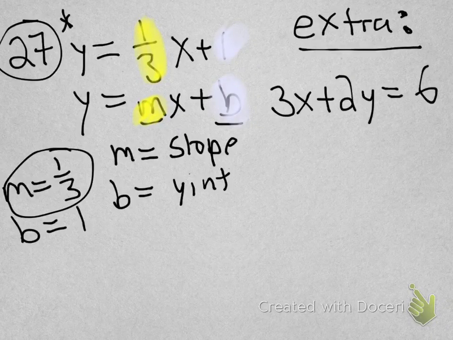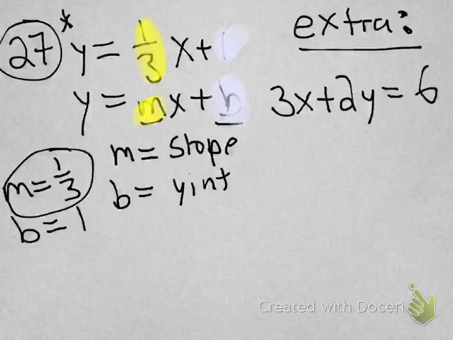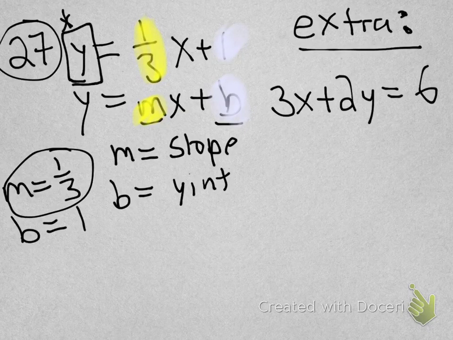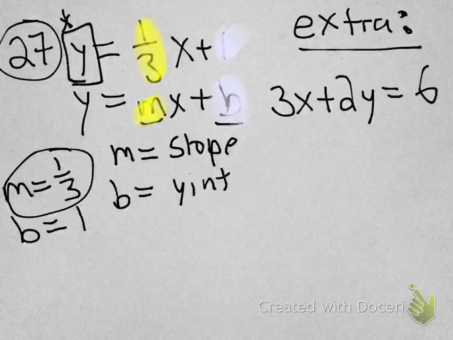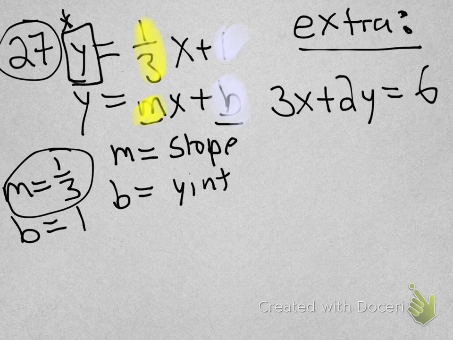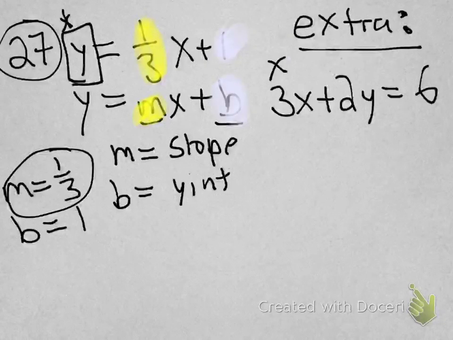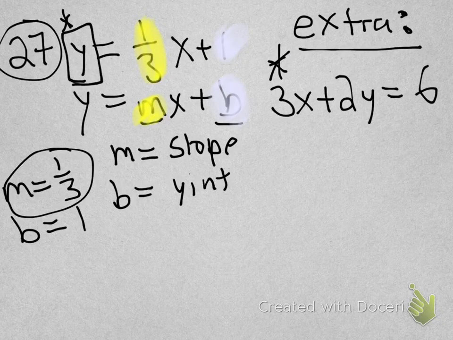So now I added this extra question into here because I want you guys to be able to do this. If you notice, in this equation right here, it's already solved for y. Once a linear equation is solved for y, it's going to be in slope-intercept form. So if we're given an equation like this, which is called standard form, what we need to do is make y the subject of this problem.